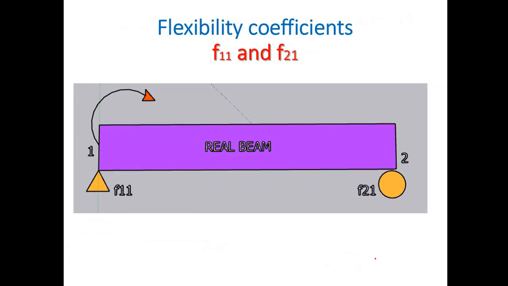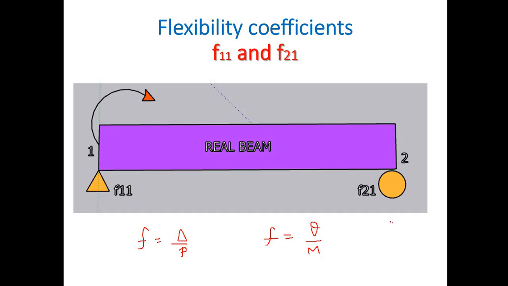Then we will see what the real meaning of flexibility coefficient is. Flexibility is F equal to delta divided by P. Also you can say that flexibility is equal to theta divided by M. So this theta is related to M and delta is related to P. Now you can see that the flexibility coefficients are represented by F11 and F21.